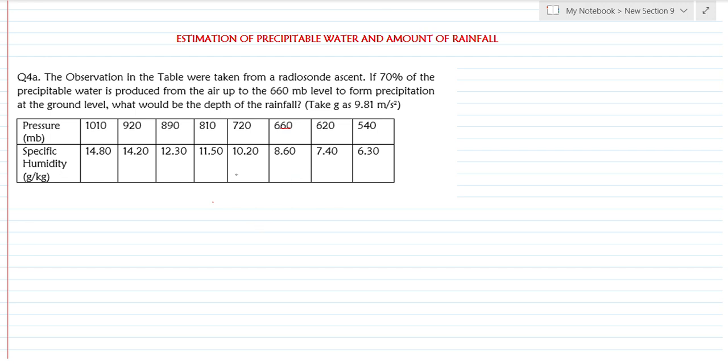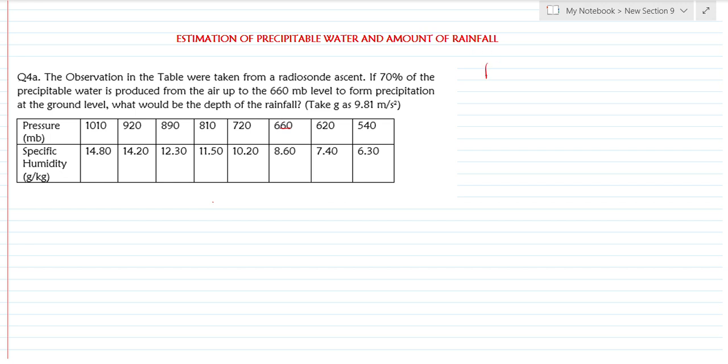So let's see. The observations in the table were taken from a radiosonde ascent. If 70% of the precipitable water is produced from the air up to the 660 millibar level to form precipitation at the ground level, what would be the depth of rainfall? So this is the question, and we are supposed to solve it.